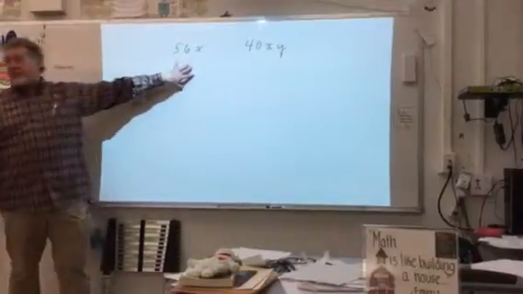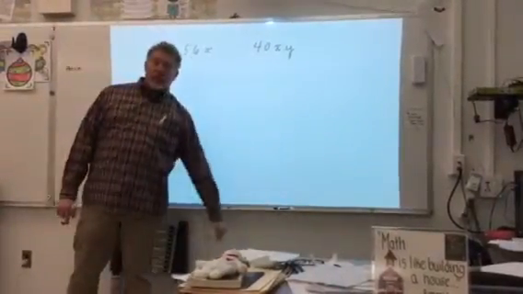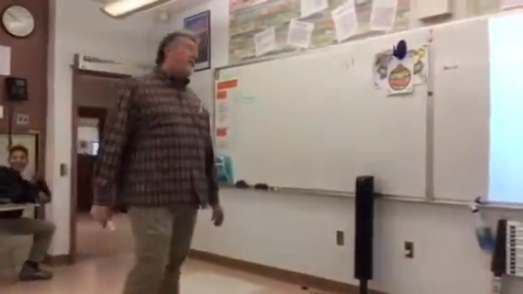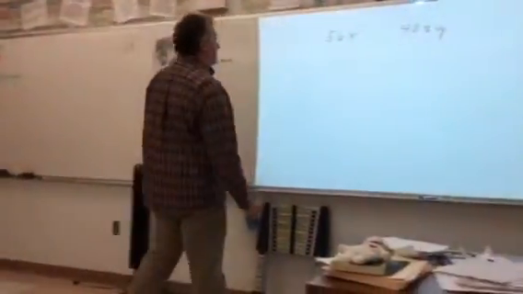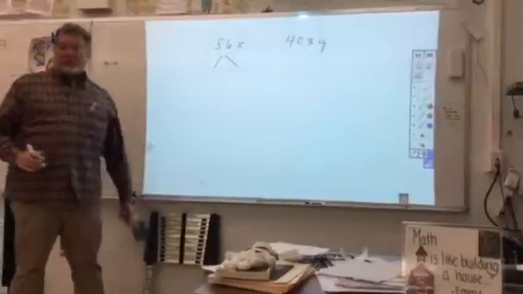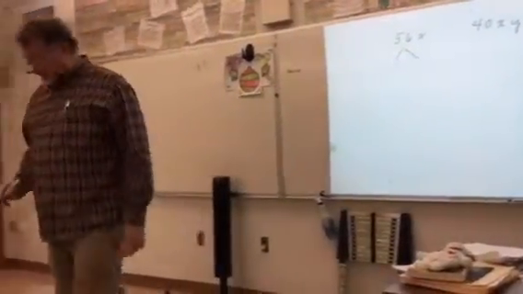We've got 56x and we've got 40xy, and we want to factor those. And by factoring them, we want to find the greatest common factor. Okay? All right, well, let's begin by doing this. We are going to divide the 56 by the smallest primes.